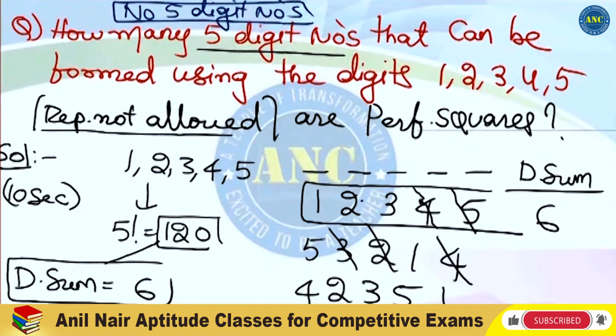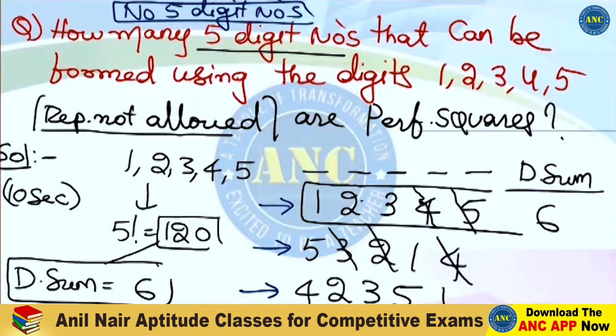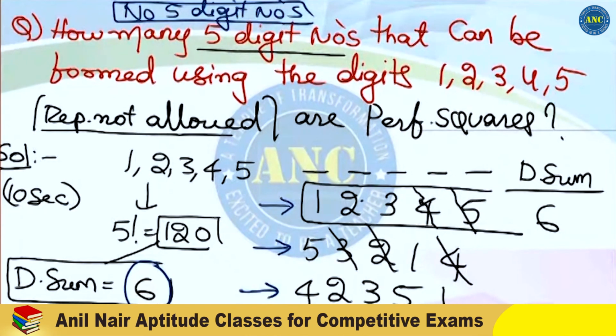Everybody, I hope this logic is clear. There is a 5-digit number from 1, 2, 3, 4, 5. These 5 digits can come together in 5 factorial, 120 ways. So out of 120 numbers, all the numbers have digital sum 6. So there is no number whose digital sum can be 1, 4, 7 or 9. I hope this concept is clear for everybody.